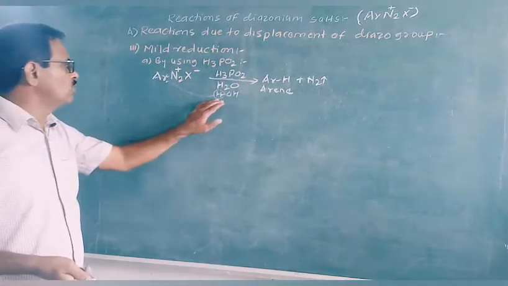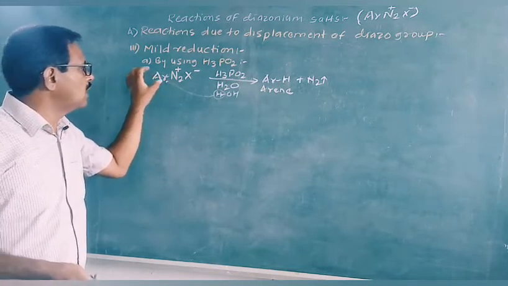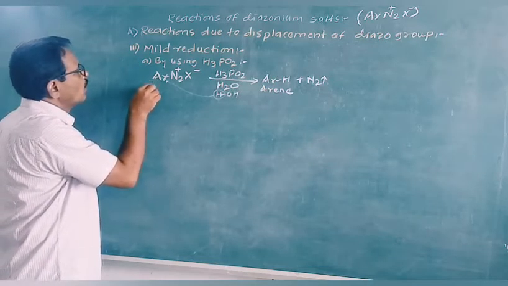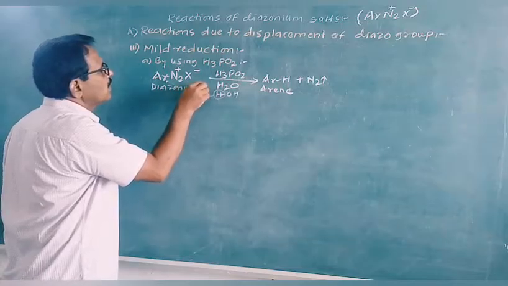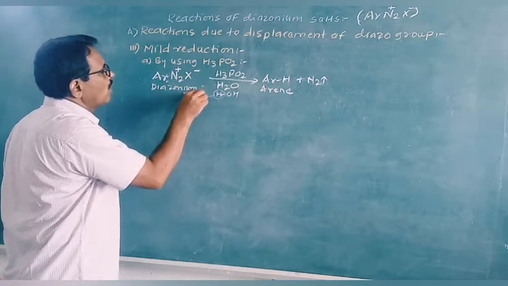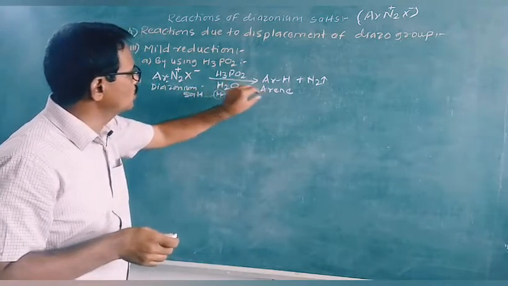Addition of hydrogen is known as reduction. In this reaction, addition of hydrogen takes place into this diazonium salt. Therefore, it is a reduction. It is an example of mild reduction. Here the diazonium salt on reduction by using H3PO2 and H2O gives arene.